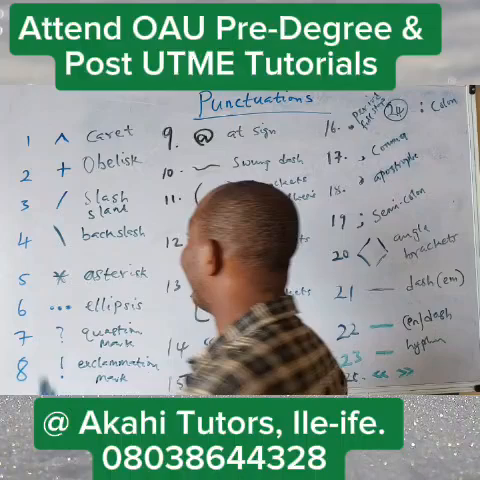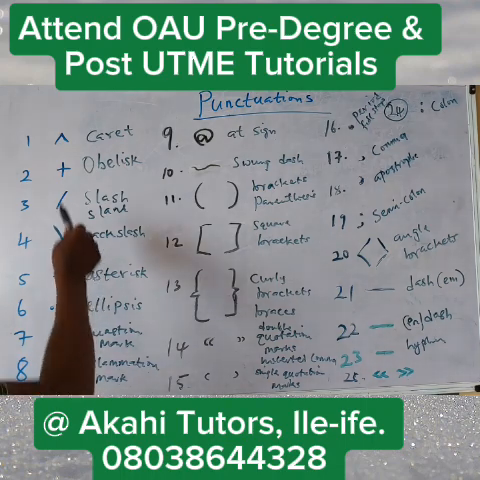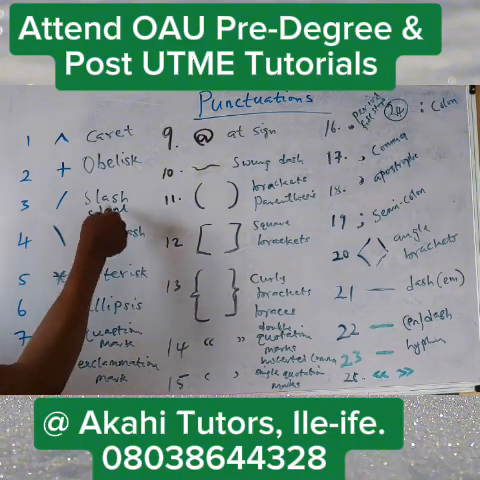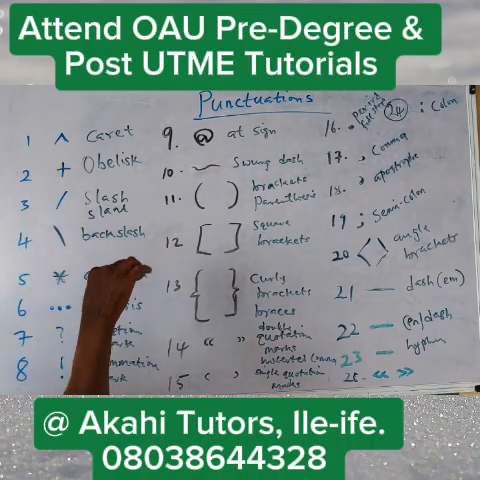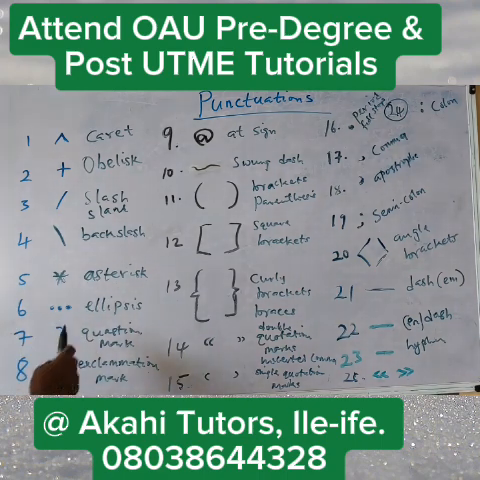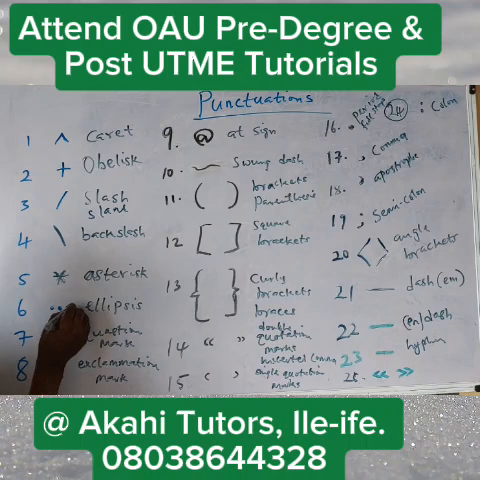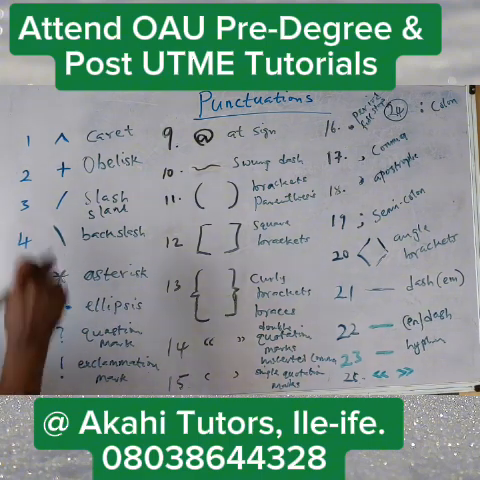So let's go through it again. Number 1, we have caret. Number 2, we have obelisk. Number 3, we have slash or slant. Number 4, we have backslash. Number 5, we have asterisk. Number 6, we have ellipsis. Don't forget, this ellipsis in number 6 has only 3 dots. The moment it becomes 4, it will no longer operate within the realm of grammar.